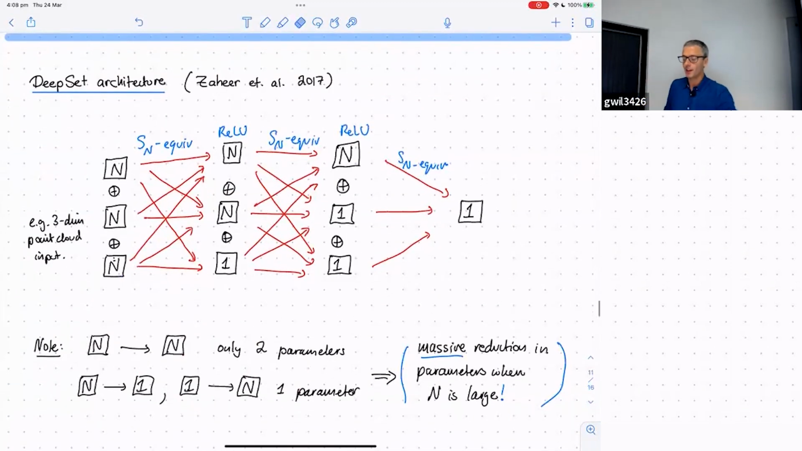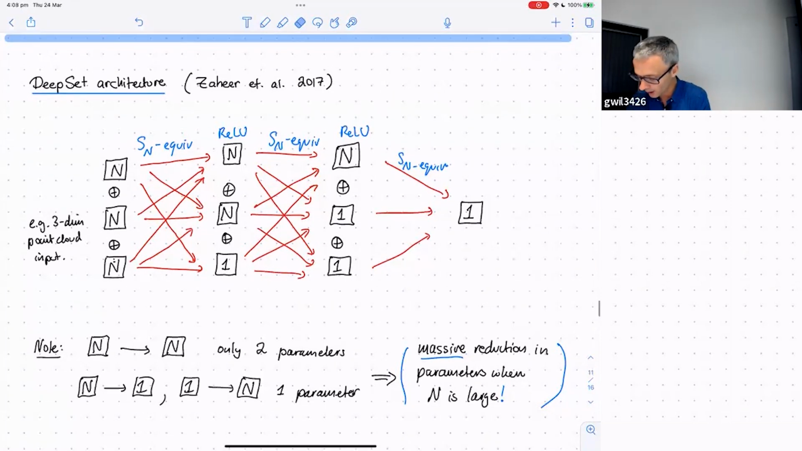So this is deep set architecture. You can look at Zaheer et al's paper from 2017. To me, as a non-machine learning person, it looks a bit mystifying, but this is just another instance of our blueprint. So here's our input. This would be our three-dimensional point cloud input. So we have three parameters per point.